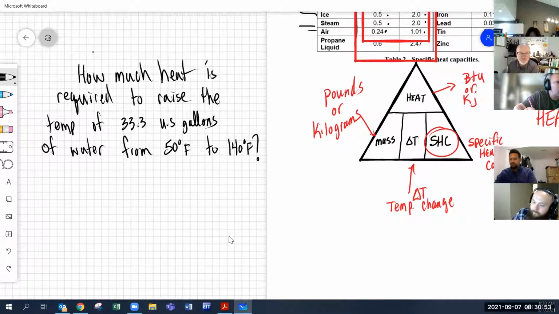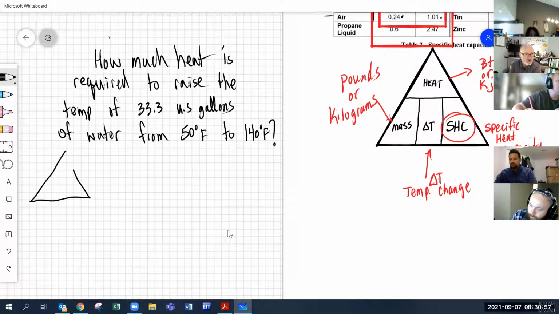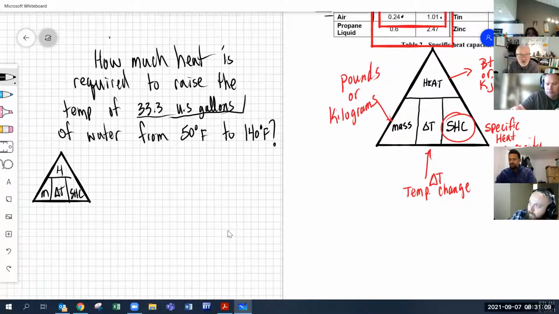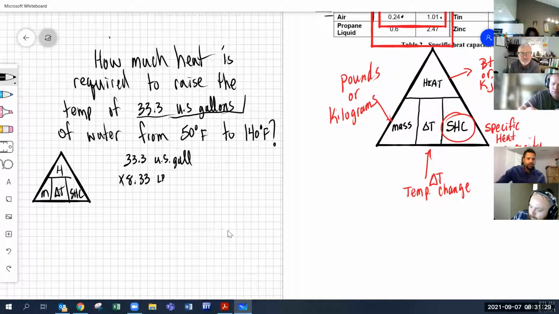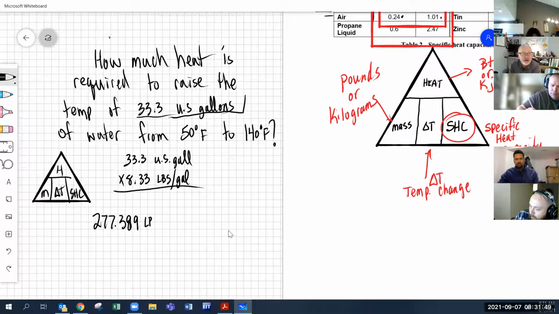So we are going to use our formula triangle that's right there. So here's our formula triangle where the heat is equal to the mass times the delta T times the specific heat capacity. We need to know how many pounds that is. Remember, the mass is always in pounds or kilograms. So first thing we want to do is take the 33.3 US gallons and convert it to a mass. I know that there is 8.33 pounds in a US gallon. And so we come out with about 277, well, about exactly 389 pounds of water, yes?